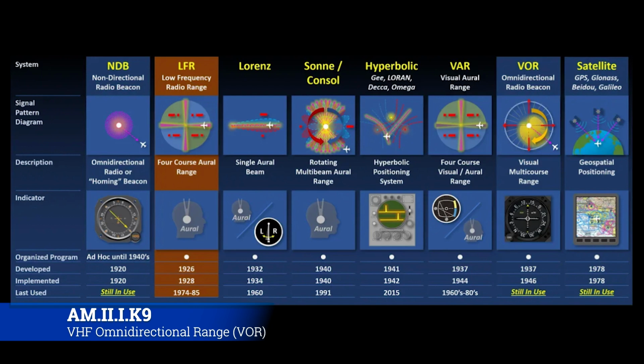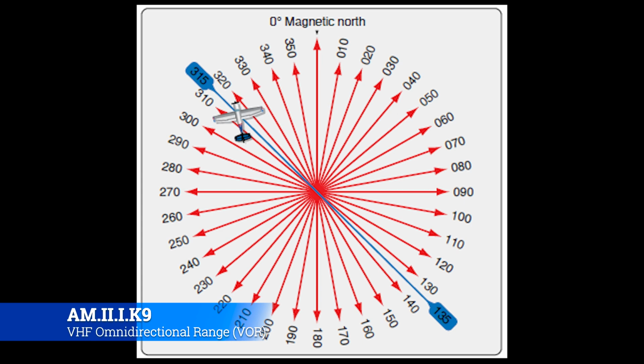And that is the VOR, the VHF omnidirectional radio, or well, VHF omnidirectional reference is what VOR stands for, but it's a visual multi-course range device, and that is what we are about to talk about. Okay, let's begin just trying to understand what a VOR is.